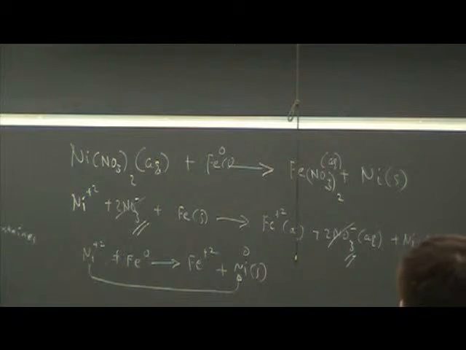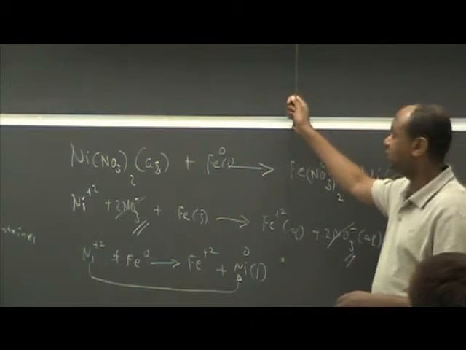The first one, instead of nickel, if you have zinc, then iron will be solid, and zinc will be aqueous. We can pick any examples. So one is going to be solid, and one is going to be aqueous. The one on the bottom is going to be solid, and the one on top is going to be aqueous. In fact, I have some examples I can show you.